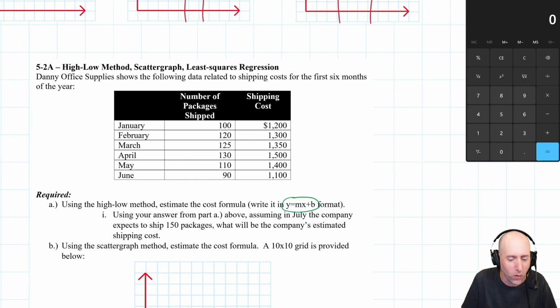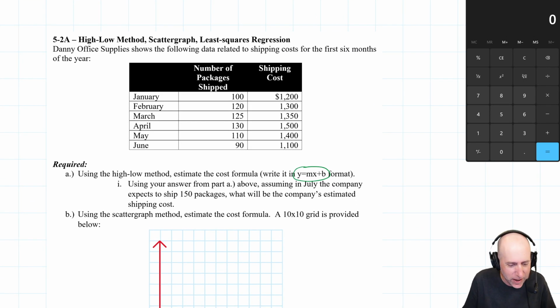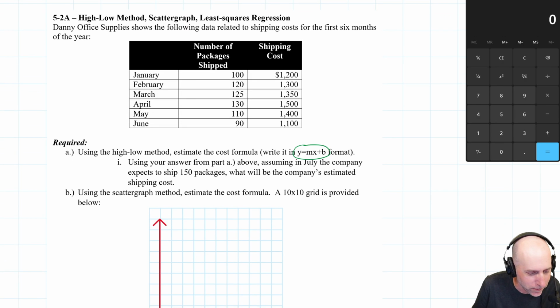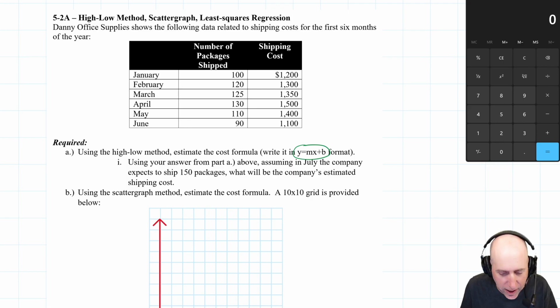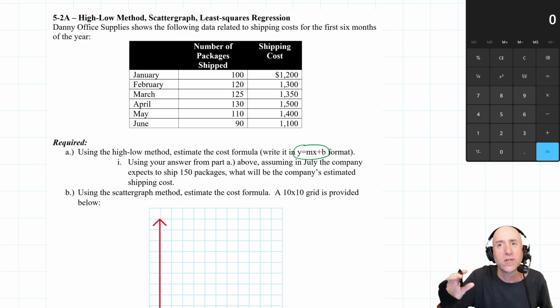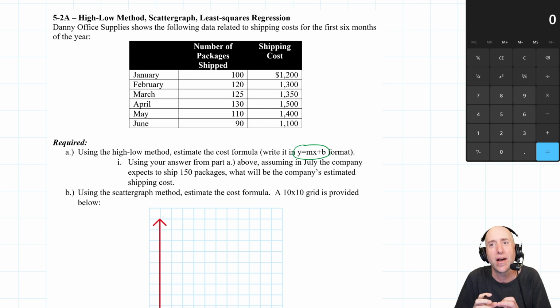Okay, so that was a long intro. We're 4 minutes in and we haven't started the problem. Let's start the problem. We're going to do the high-low method here. Danny Office Supply shows the following data related to shipping costs for the first 6 months of the year. And we have this data, and again, it's not going to be a perfectly straight line. We want to massage this to emulate a perfectly straight line. The high-low method, that's what we're doing in part one.